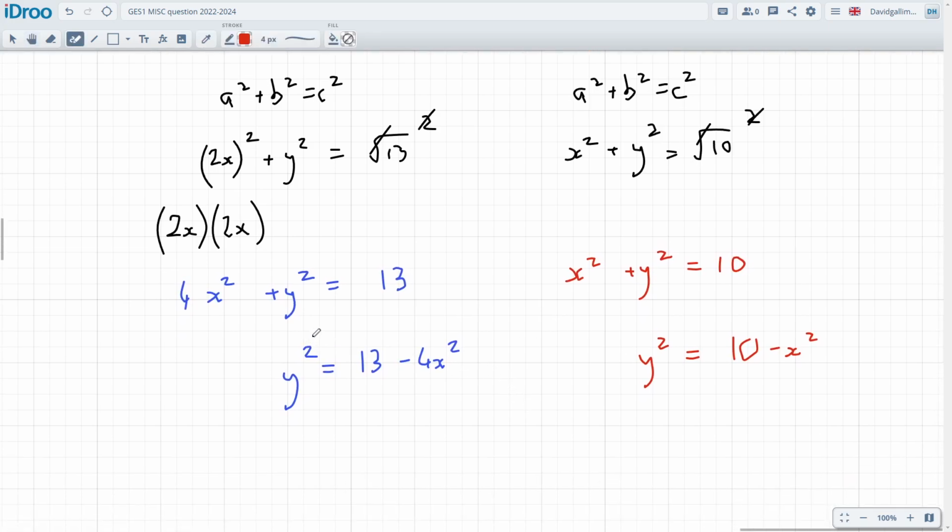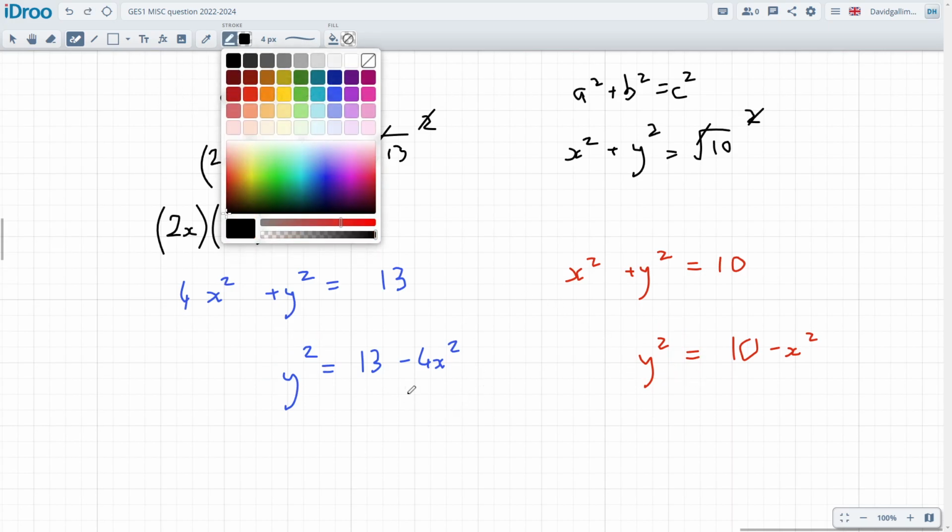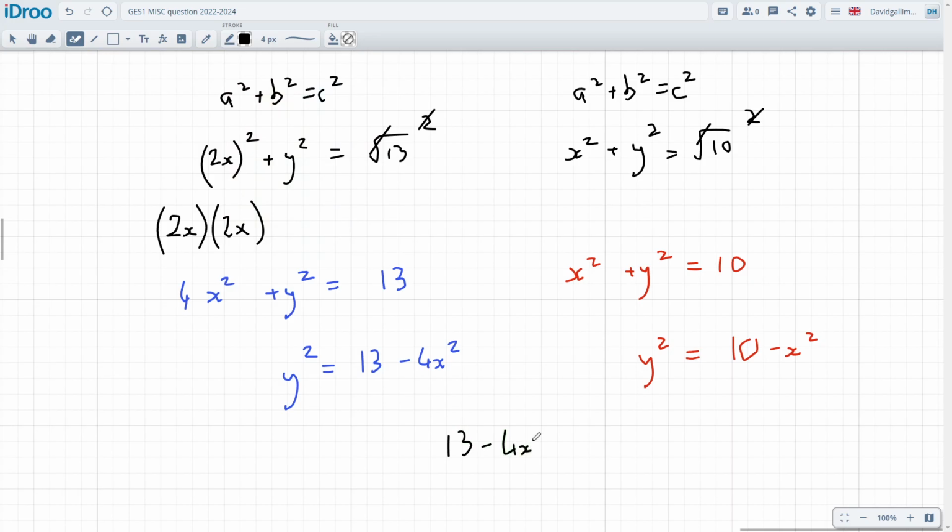And now you can see what's going to happen is that this is a y squared, this is a y squared. Because they're both equal to y squared, we can actually fit them together. So let's say 13 minus 4x squared is equal to 10 minus x squared. And that's the simultaneous equation bit. We're fitting these guys together. Finally, we can click them together like this. And now we can get to work solving this.